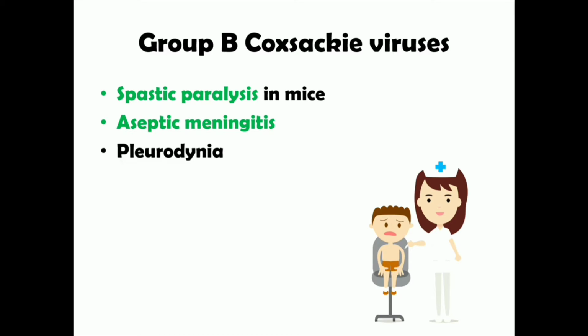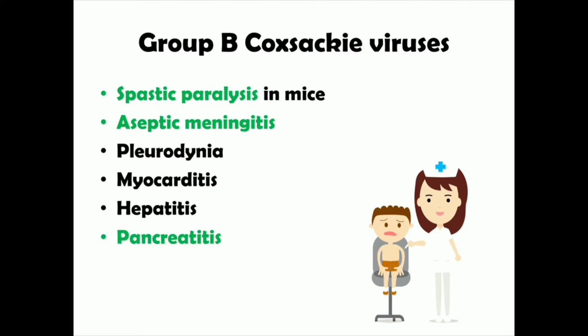They can also cause pleurodynia, which is chest pain, myocarditis, which is inflammation of the myocardium, hepatitis, which is inflammation of the liver, pancreatitis, which is inflammation of the pancreas, which can be so severe to an extent that it can cause diabetes in children, and they can also cause pneumonia. You can see the fact that Group B coxsackieviruses can almost involve any system in the body.